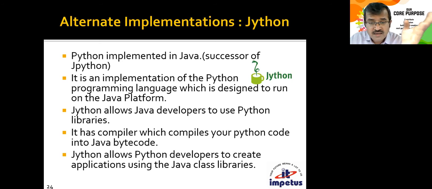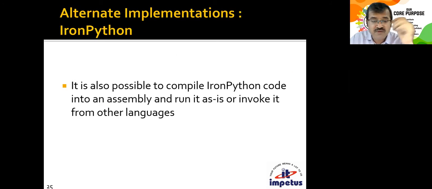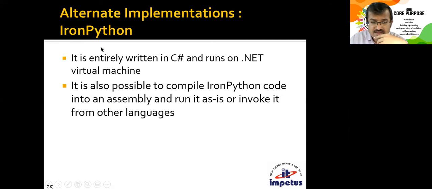The Python code is translated into bytecode of Java, and it runs on JVM itself. Then a Python program is running on JVM now. PVM ka koi matter hi nahi. You don't require PVM over here. Then we have something called as IronPython. It is entirely written in C# and runs on .NET virtual machine.